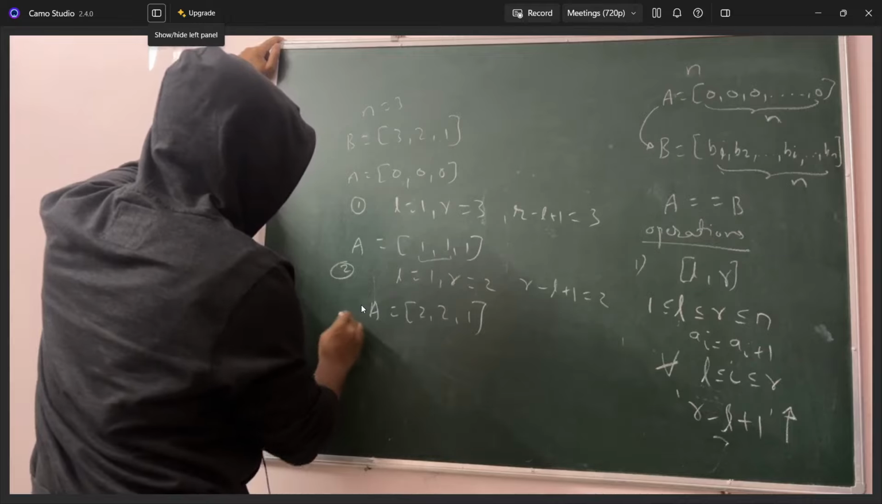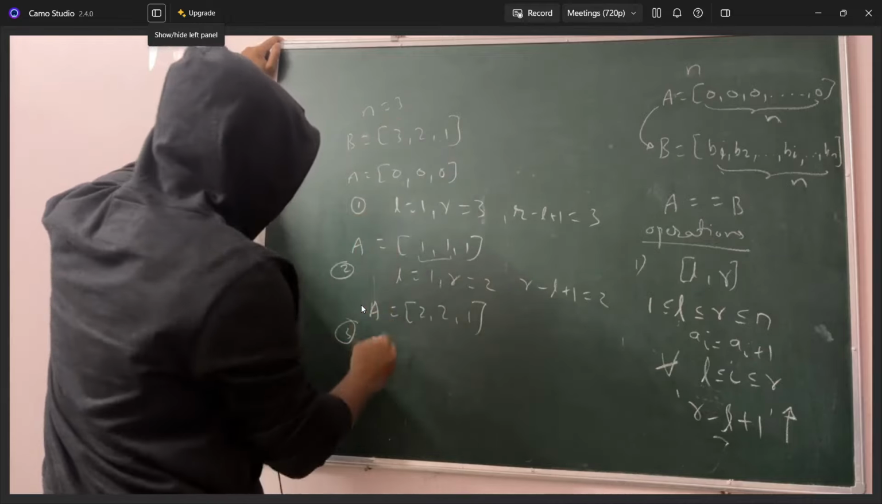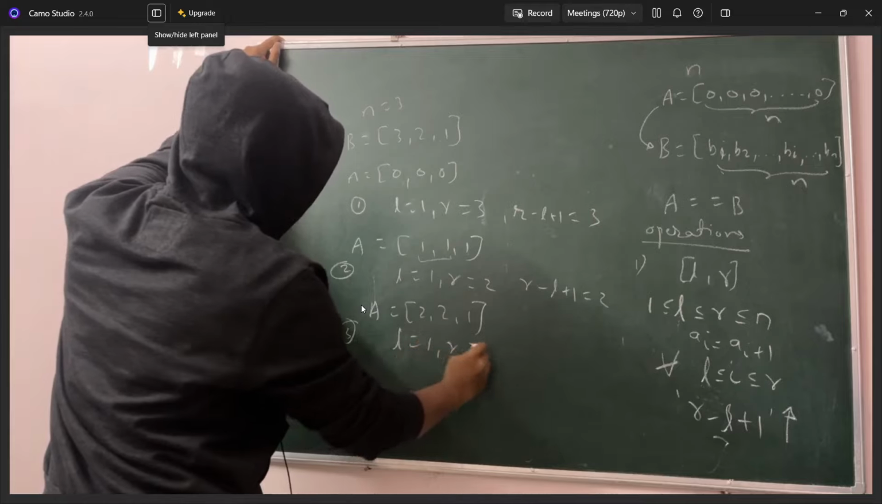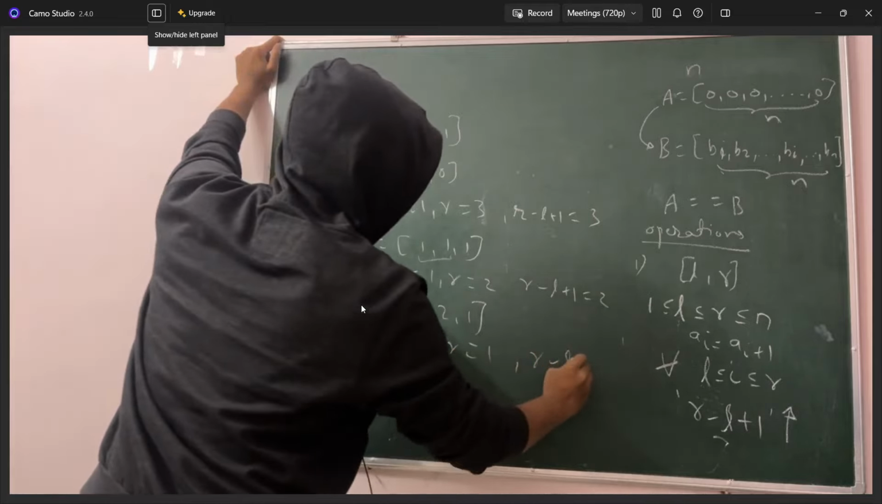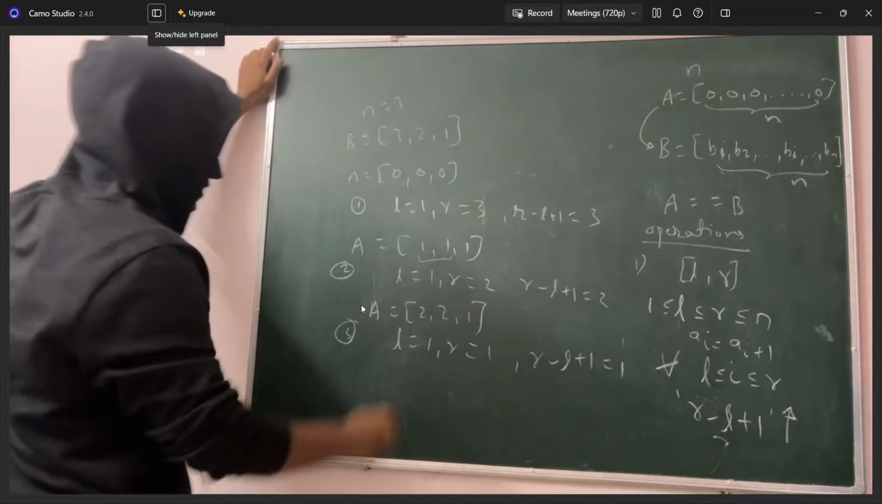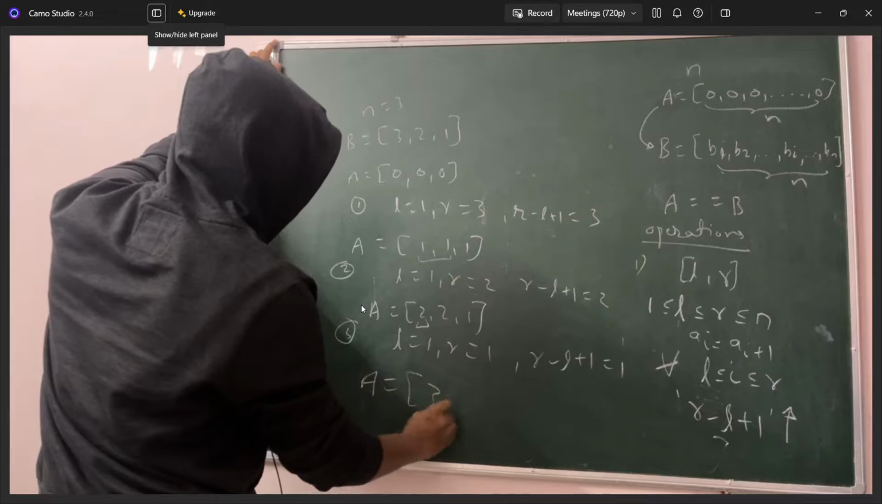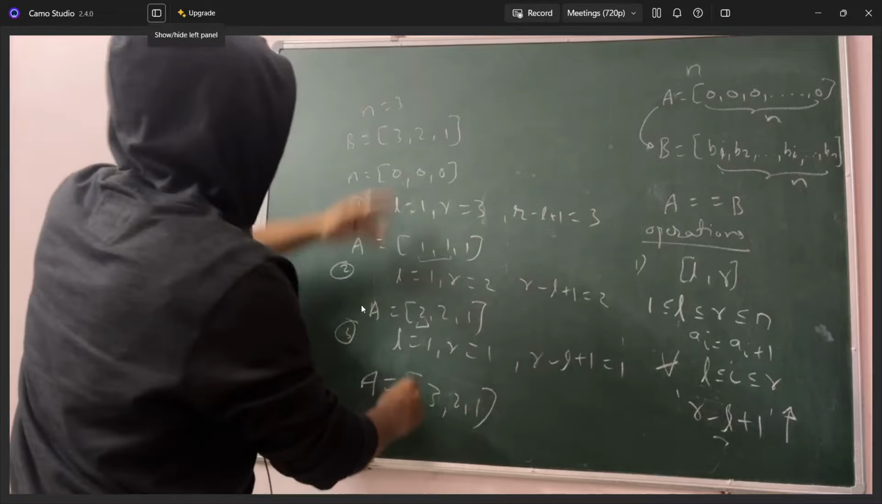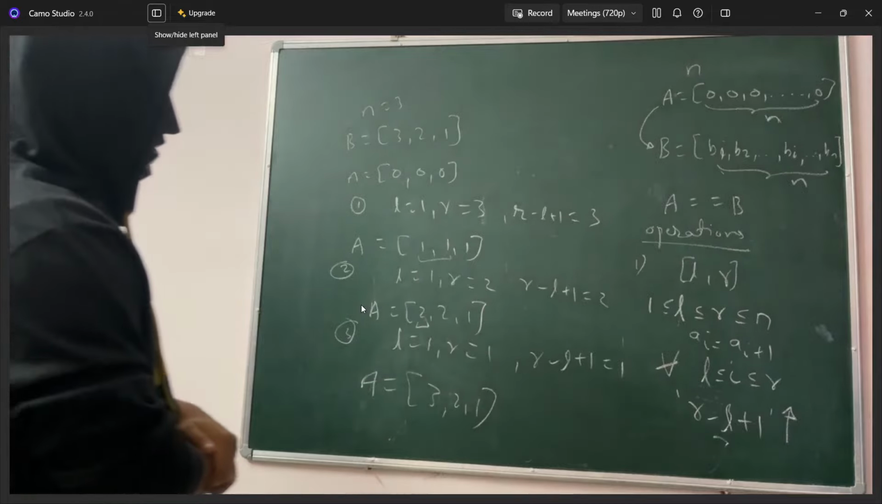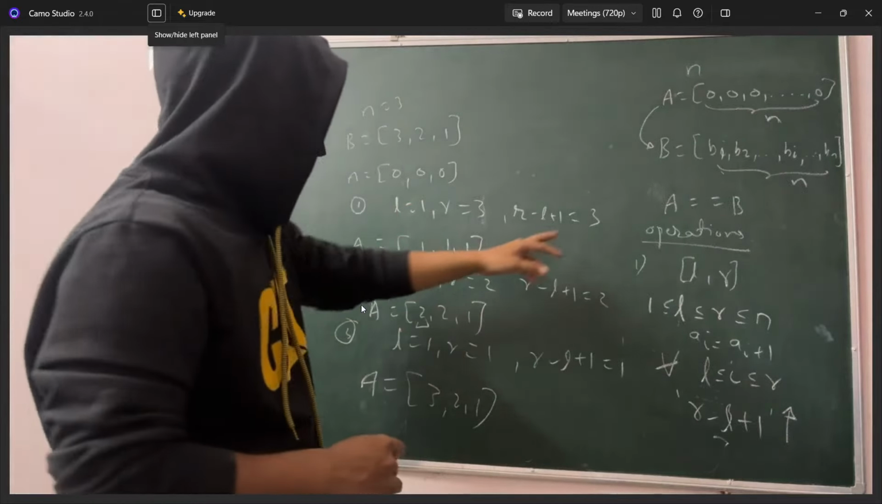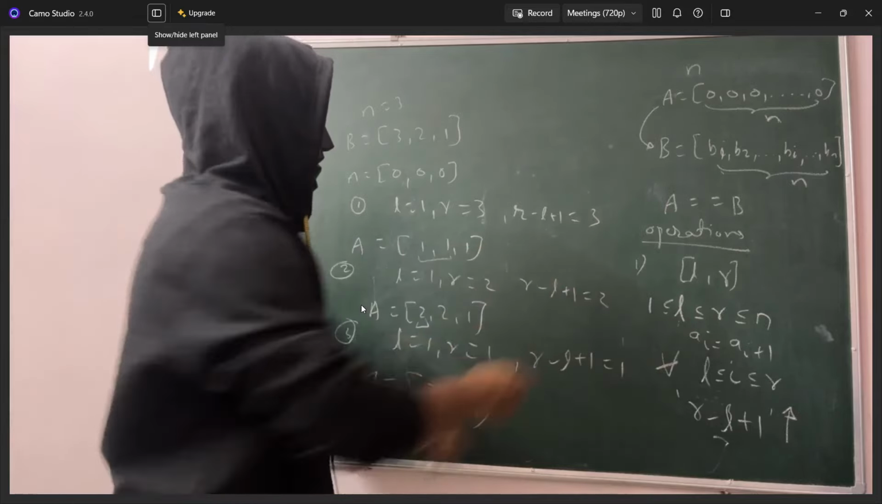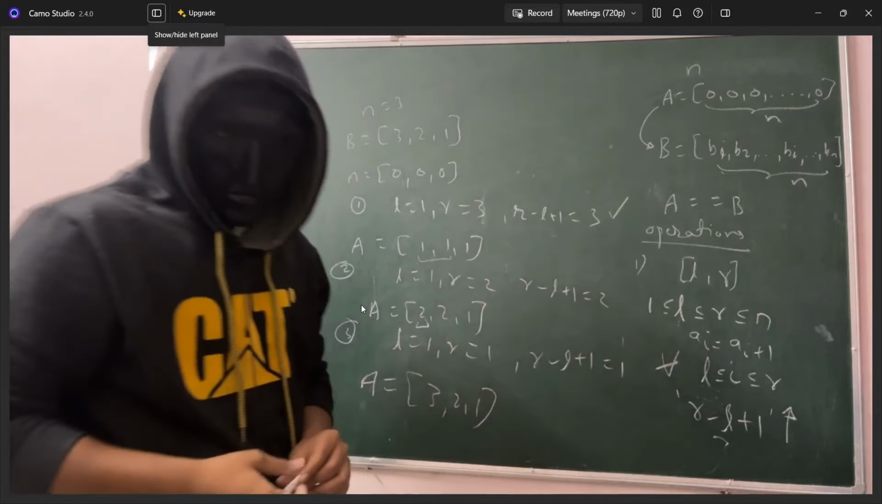Okay, this is in the second operation. The last operation, take L as 1 only, R is also 1 only, and R minus L plus 1 is going to be 1, because I will be taking only this. Now increase 1. Now both A and B are equal. Okay, so when you have done this operation, see 3 to 1, which is maximum 3, so we'll have to return 3 only.